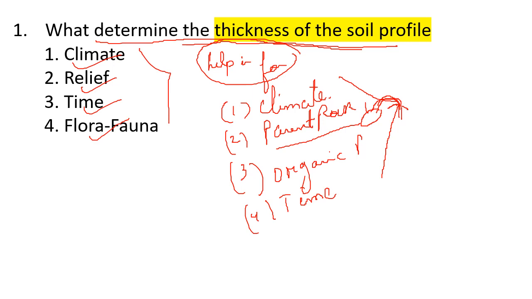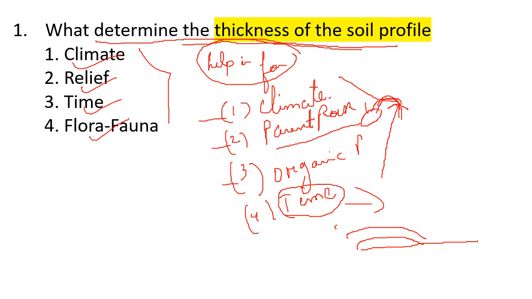These are the four factors that help in the formation of the soil profile. Now, what is the question asking? What determines the thickness of the soil profile? The right answer will be time. How? Because due to a long duration of time, the soil started depositing one layer after another, and it helps in the thickness of the soil profile. So the right answer will be time. We'll go to the next question.